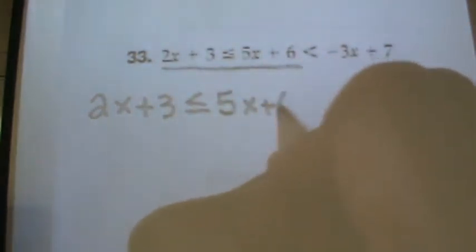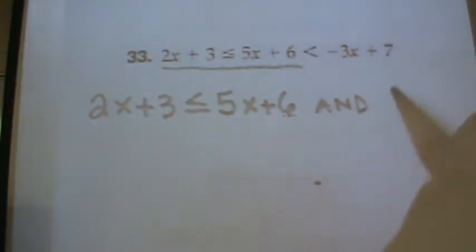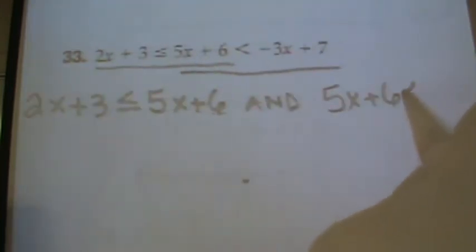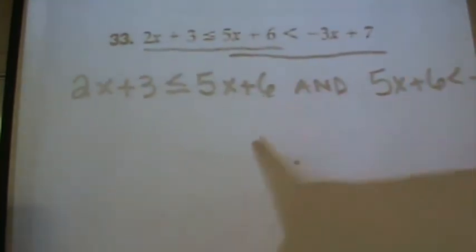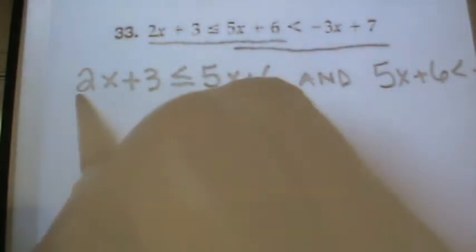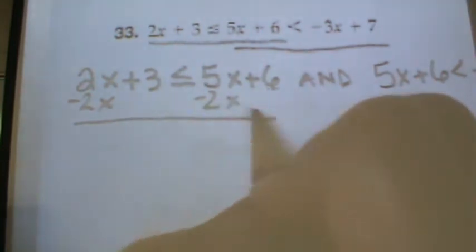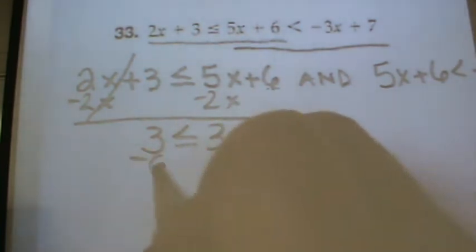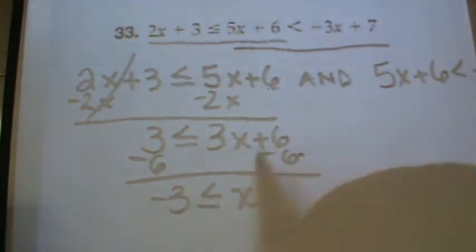Now this one you're going to want to separate. You're going to want to write that problem out because we have variables on both sides. So you're going to write 2x plus 3 is less than or equal to 5x plus 6, and this part right here, 5x plus 6 is less than negative 3x plus 7. So now let's subtract 2x. You get 3 is less than or equal to 3x plus 6. Subtract 6. Negative 3 is less than or equal to 3x.